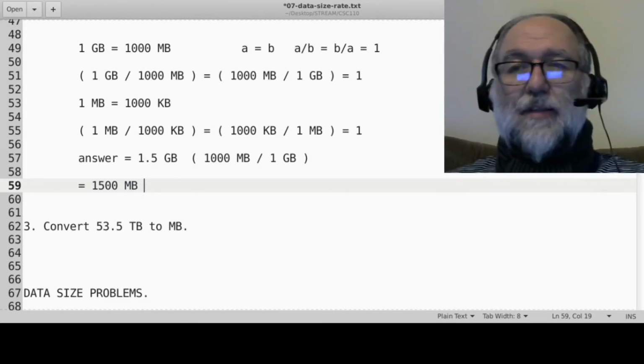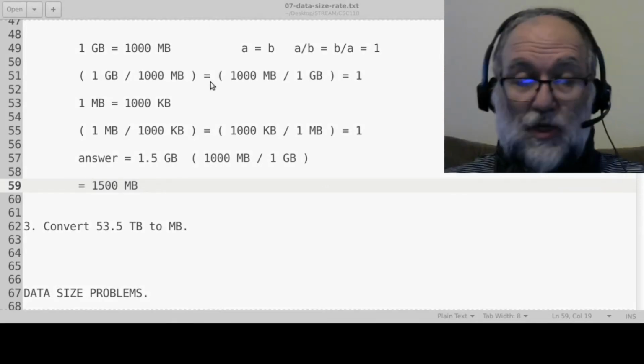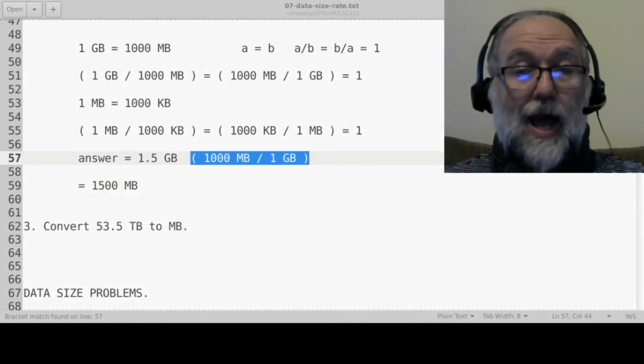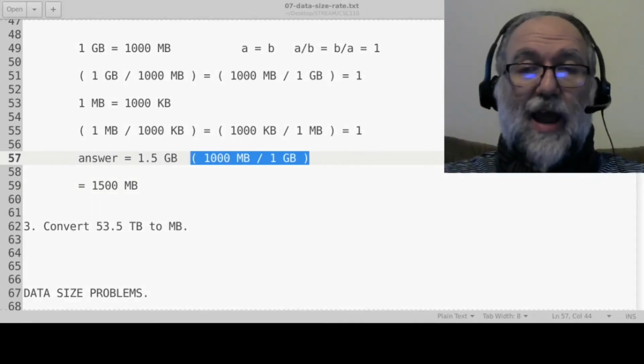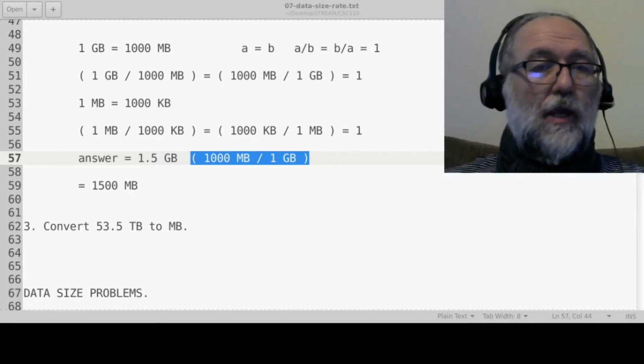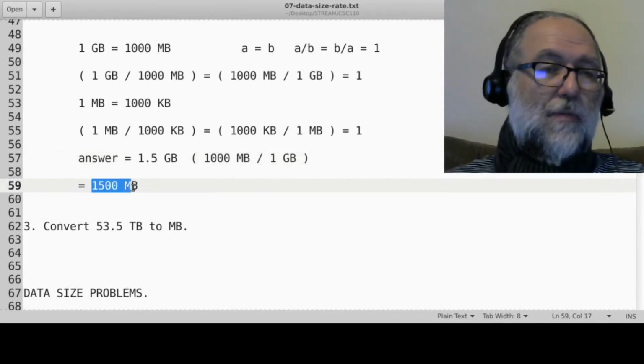So what we've effectively done is we've made use of that fraction. Remember, you can always multiply by 1. So you say, well, why did you just put that in there? That highlighted fraction in brackets is equal to 1. And you can always multiply by 1 and you don't change a value. And so we went from the gigabytes here to the megabytes there.